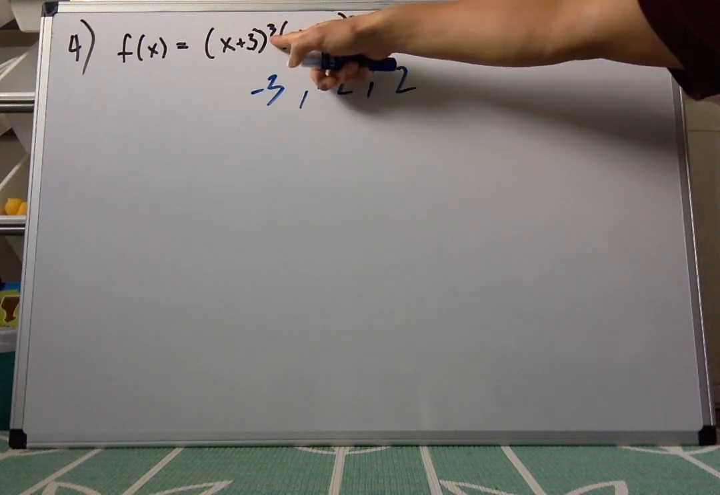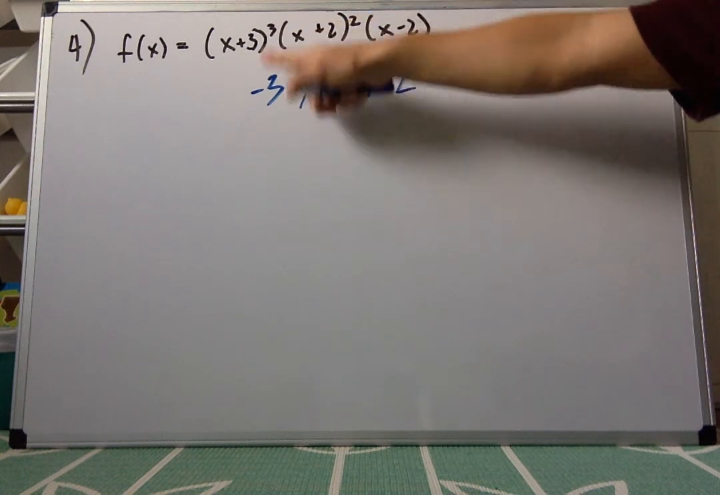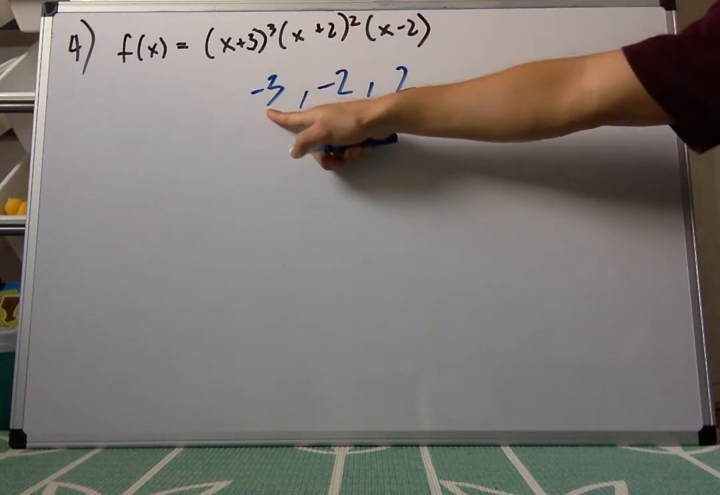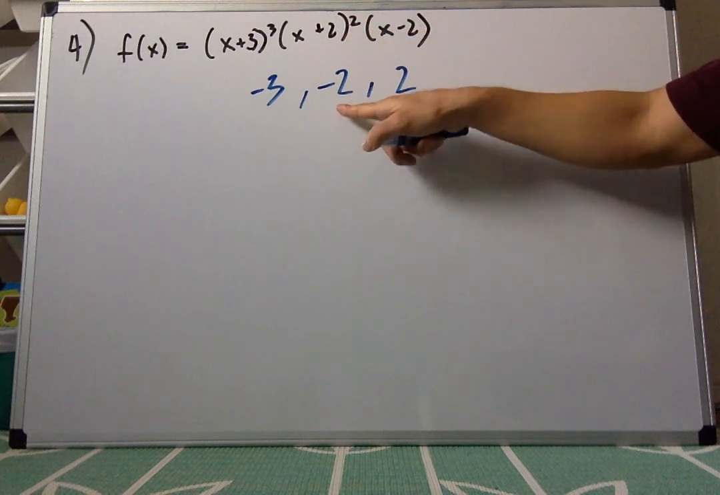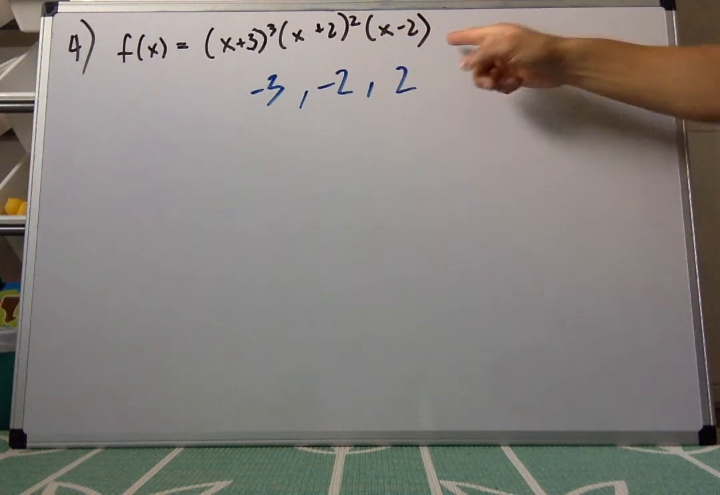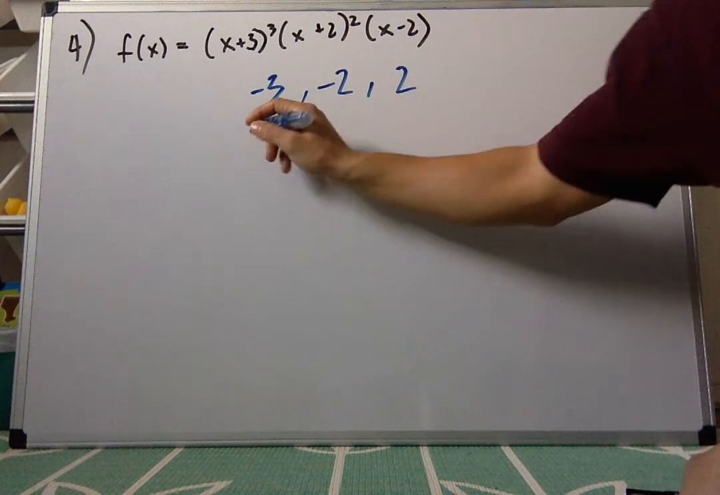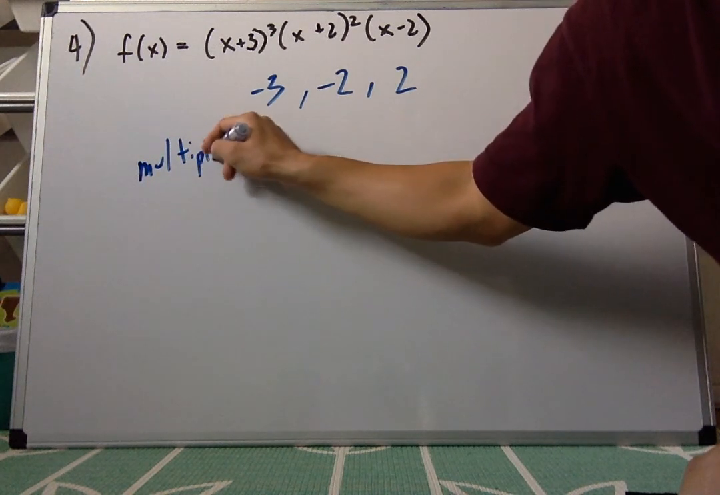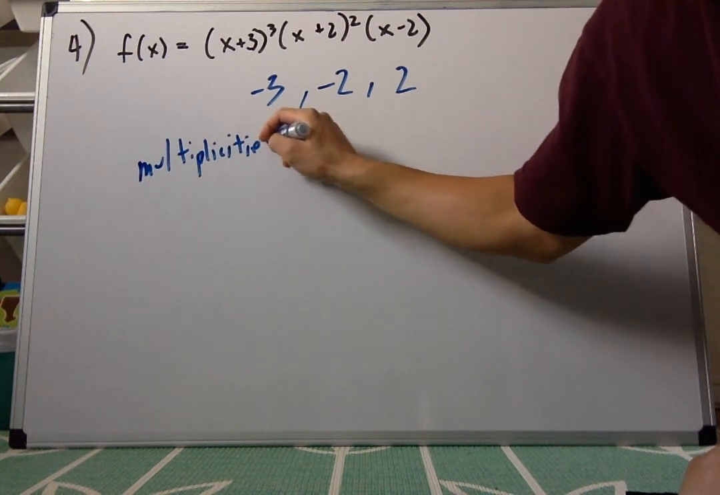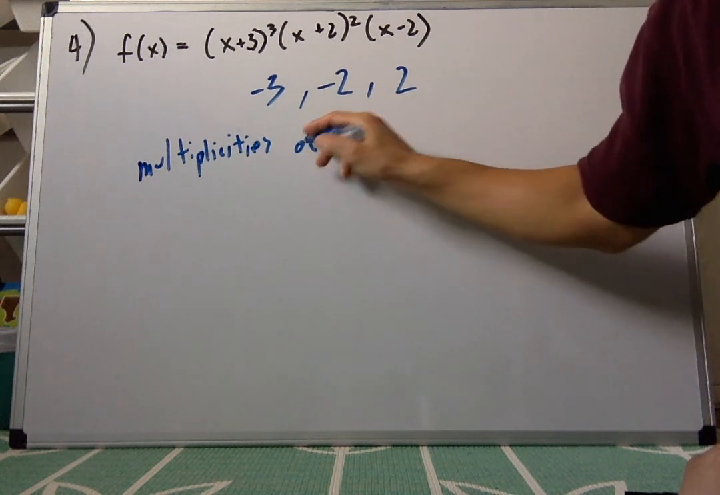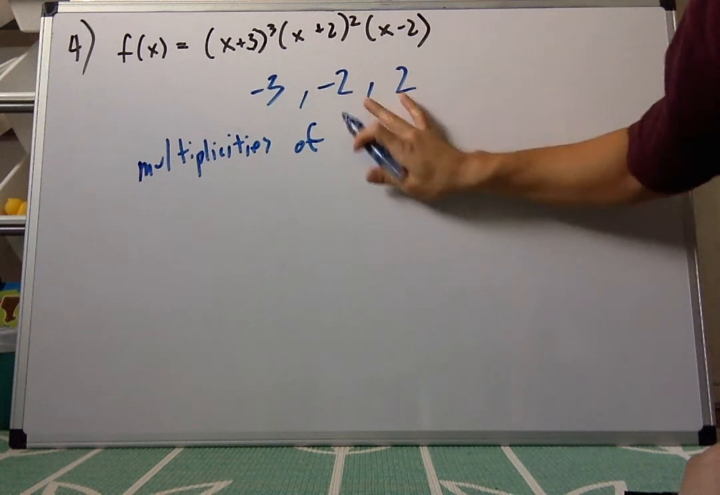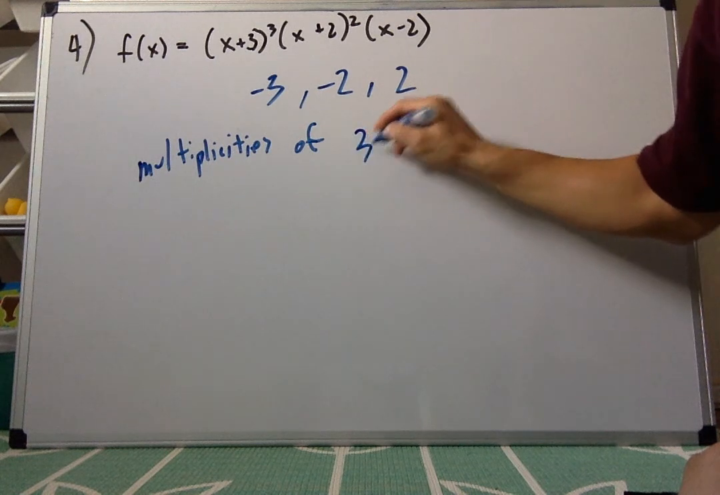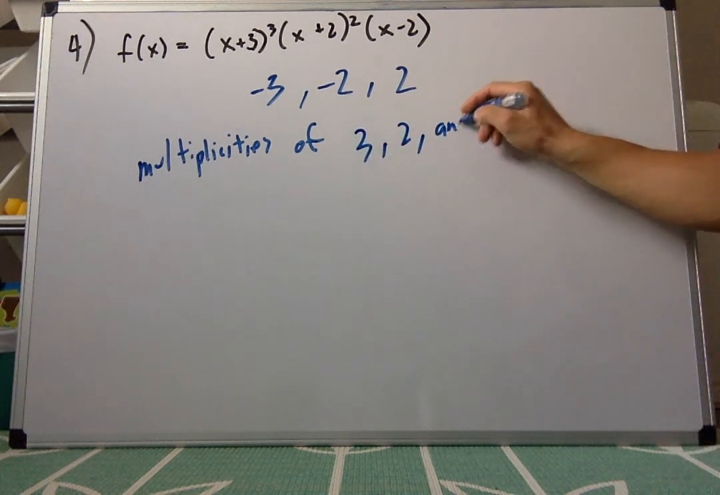So this one, it's got a power of 3. That means negative 3 has a multiplicity of 3. This one has a power of 2. So this got a multiplicity of 2. And it's just 1, so multiplicity of 1. Well, the first one was 3. So 3, 2, and 1.